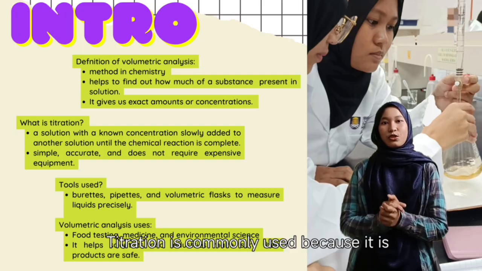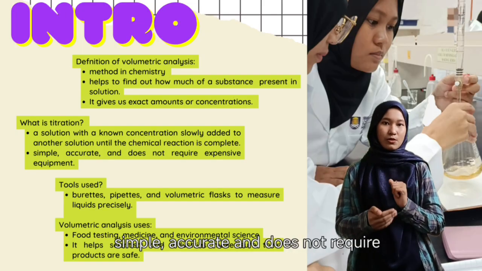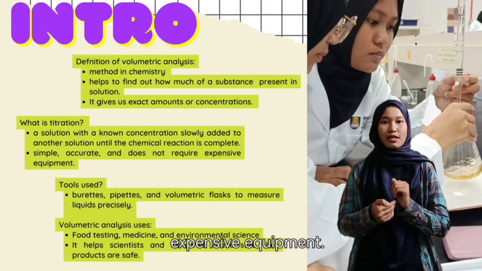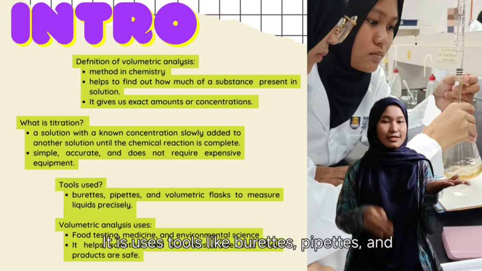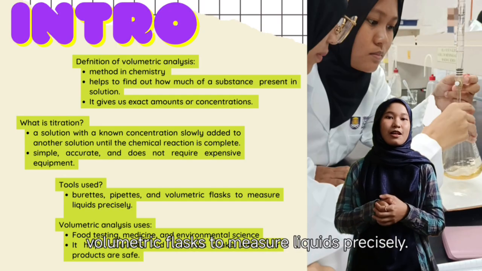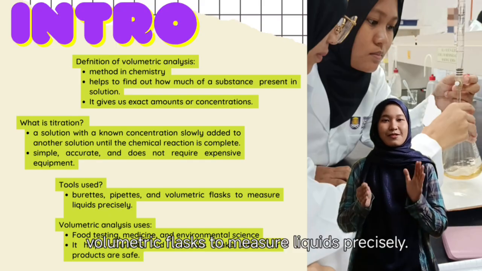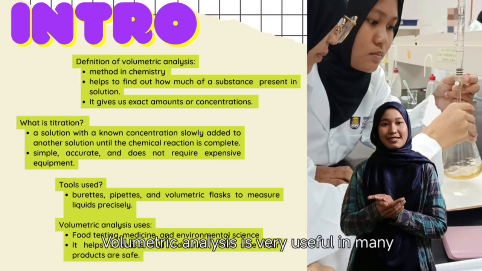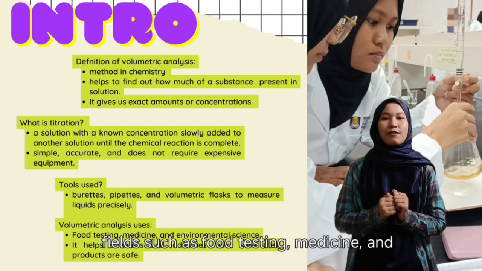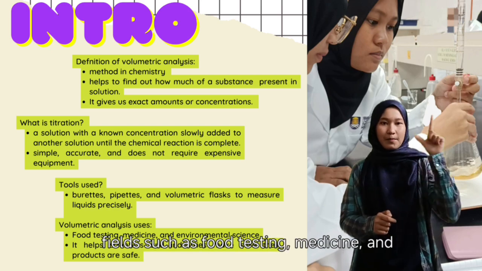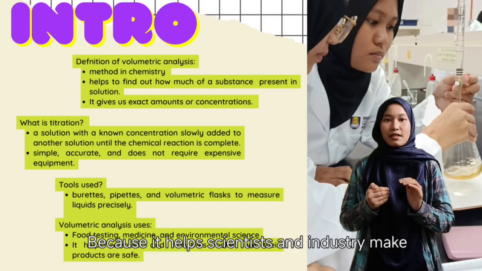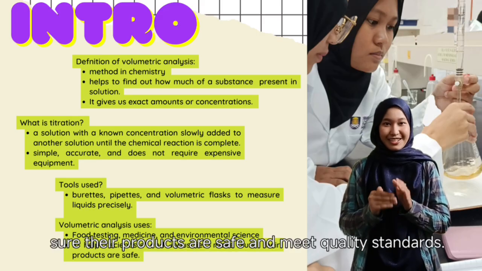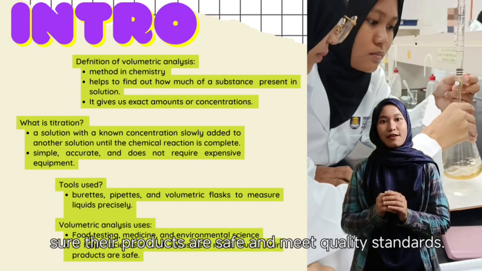Titration is commonly used because it is simple, accurate, and does not require expensive equipment. It uses tools like burettes, pipettes, and volumetric flasks to measure liquids precisely. Volumetric analysis is very useful in many fields such as food testing, medicine, and environmental science because it helps scientists and industry make sure their products are safe and meet quality standards.